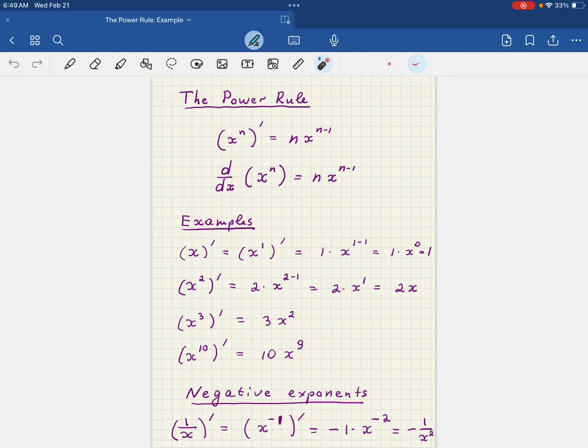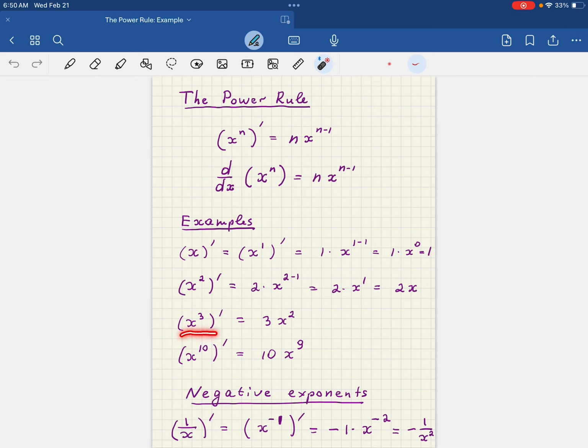Some basic examples of using the power rule. For instance, if we look at the derivative of just x, which is also x to the power 1, then applying this power rule, we get 1 times x to the power 1 minus 1. In other words, 1 times x to the power 0. And remembering that x to the power 0 is 1, we find that the derivative of x is equal to 1. Similarly, the derivative of x squared comes out to be equal to 2x.